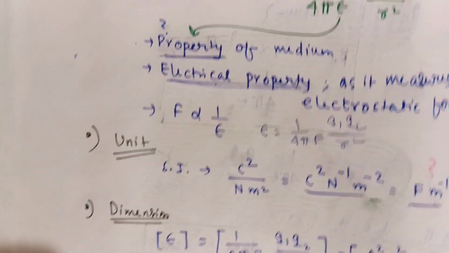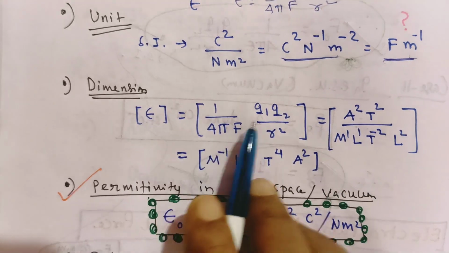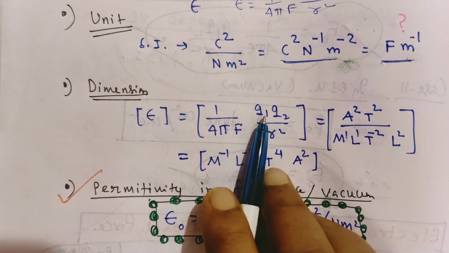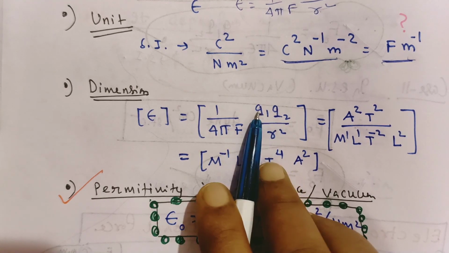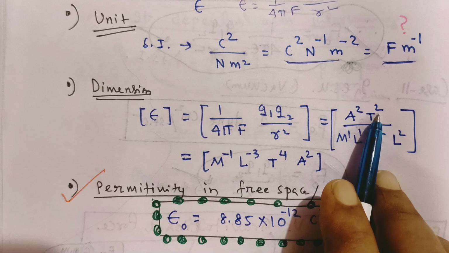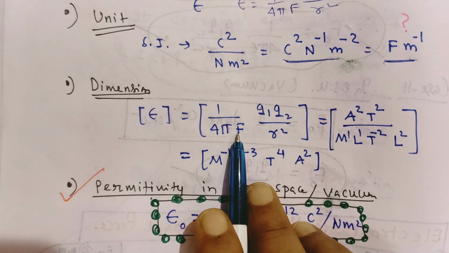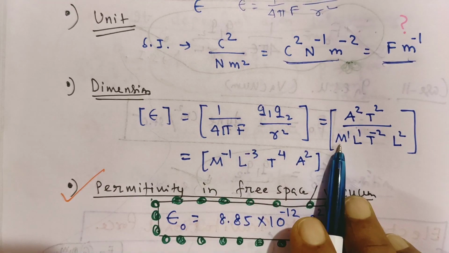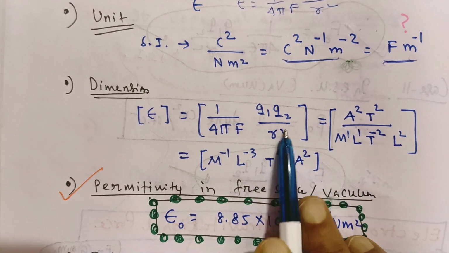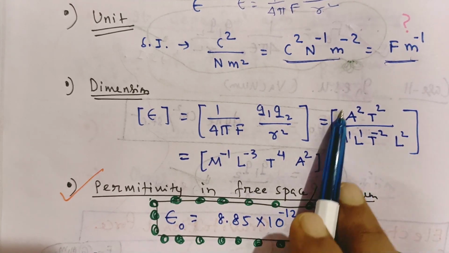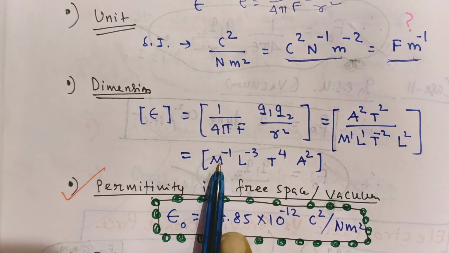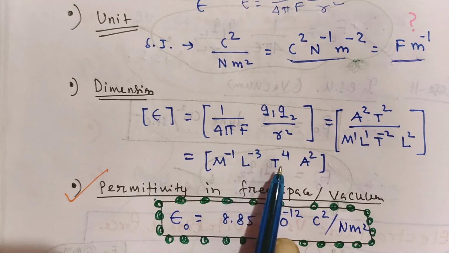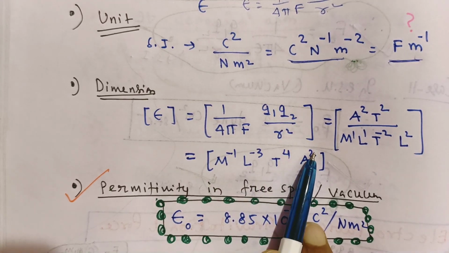And if you make the dimension of this permittivity, then you come to the formula Q1 into Q2, and you recall the dimension of charge, A1 T1, that means current into time. Q1 into Q2 means A square T square. The dimension of F you have already remembered in 11th class, M1 L1 T to the power minus 2. R square means L square. If you reduce this formula, your dimension will be M to the power minus 1, L to the power minus 3, T to the power 4, A to the power 2.